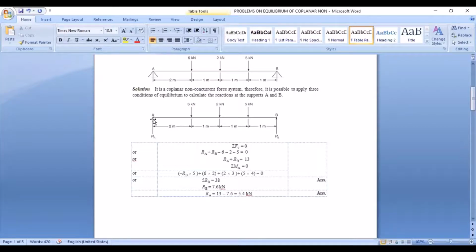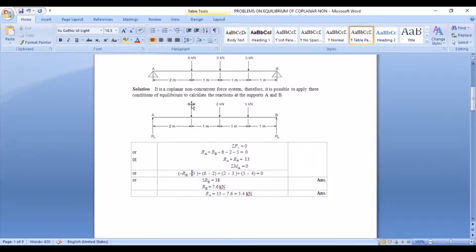What type of movement is it causing? I have told you to use your two fingers, your thumb and forefinger, and move one of your fingers in the direction of force. If you do so, you will see that Rb is causing anti-clockwise movement, and that is why it is taken with the negative sign, that is minus Rb into 5.